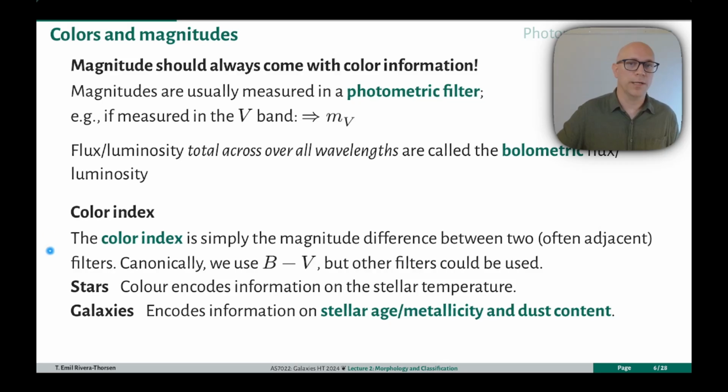What the color index means is a little bit different. For stars, they often mainly encode information about the stellar temperature, whereas in galaxies, where you have the integrated light of a very large population of stars, that doesn't make much sense, but it does encode information about stellar ages and metallicities and dust content of a galaxy.